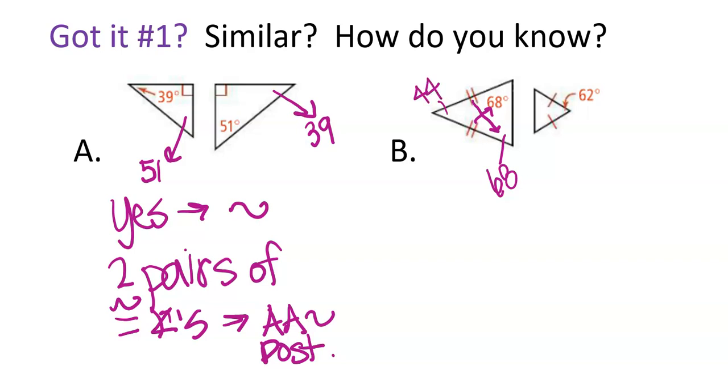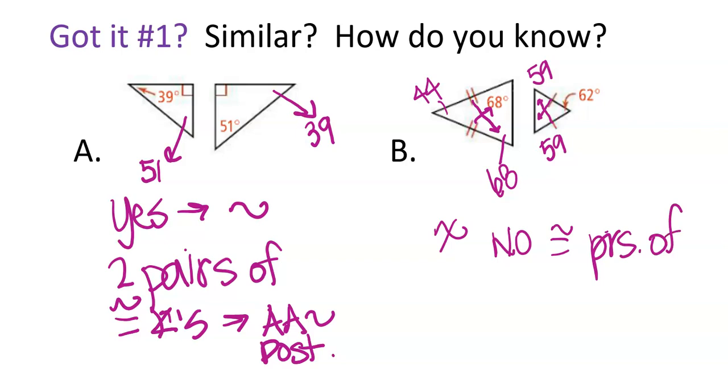Same thing here. On this one, this side goes to this angle, and this side goes to this one. So those base angles on the left are the same. They would both be 59. Are there any pairs of congruent angles on this one? No. So you're going to say not similar. No congruent pairs of angles. Okay, so you don't have to go through and match everything if nothing necessarily works.